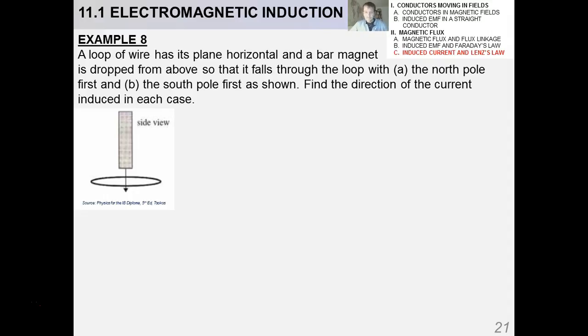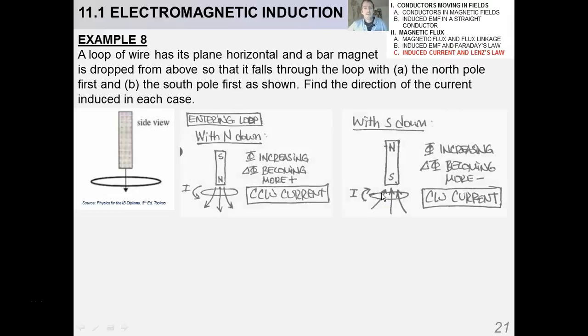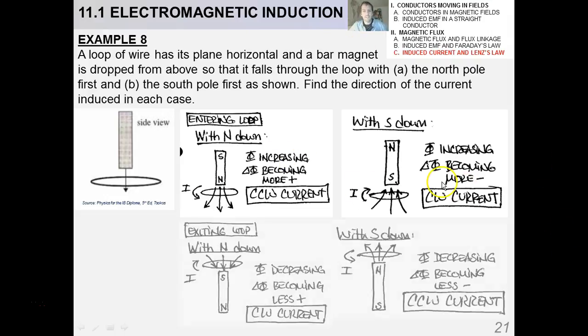Try this example. A loop of wire has its plane horizontal, and a bar magnet drops from above so that it falls through the loop with the north pole first and the south pole first. Find the direction of the current induced in each case. All right, when it's entering the loop with the north pole down, obviously the flux is increasing. Not only that, but the change in flux itself is increasing positively. Therefore, it's a clockwise current because the current has to create a B field that opposes that positive change. With the south pole down, it's just the opposite.